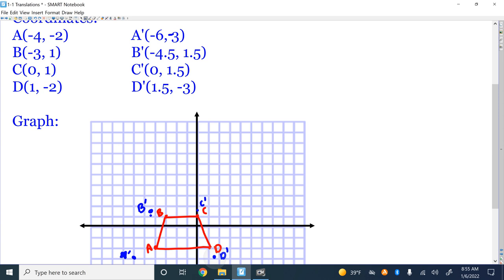How do you do the 4.5? Just go halfway. So go to 4 and then halfway, and then go up 1 and halfway again. Even. So the 3 will be in the middle? Yep. It's going to be in the middle.